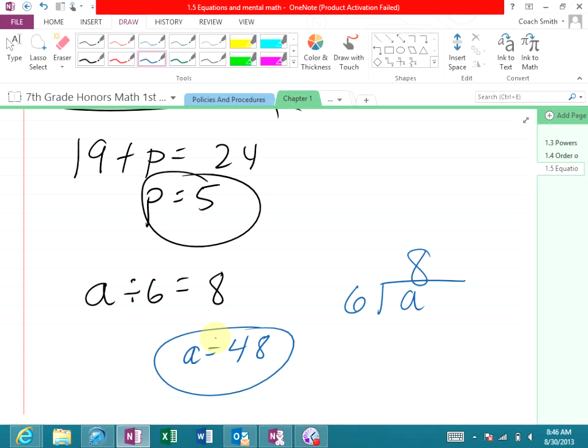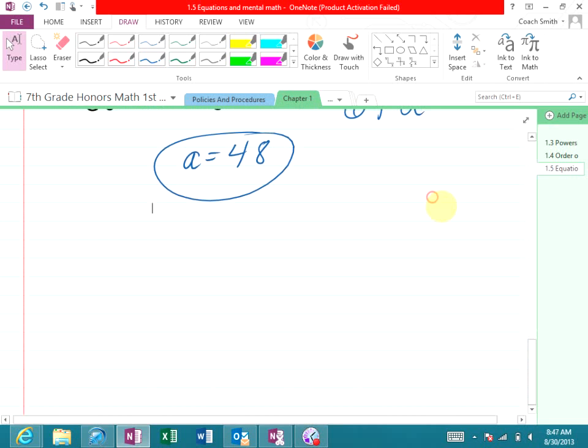Okay. Now, let's move on to the next one. The other thing that we're going to talk about today is the distance formula.